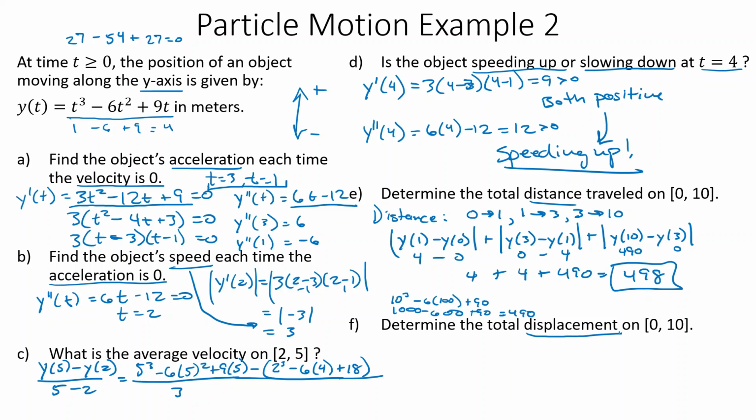All right, next up, displacement. Displacement's the easy one. We just want to know what's the position in the end minus the position in the beginning. How has it changed from the beginning to the end? So y of 10 we found was 490. y of 0 we said was 0. So the displacement is 490. In other words, we've moved 490 to the right from 0 to 10.